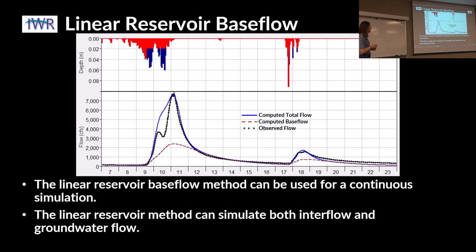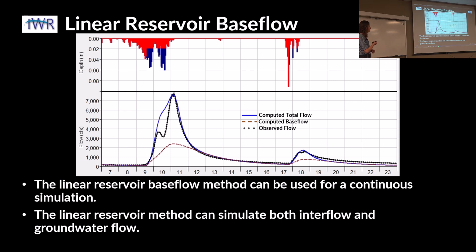All right, sum it up. A linear reservoir can be used for a continuous simulation. It can also be used for event-based simulation. It just typically collapses the number of parameters. If you're using linear reservoir for event-based, like I said before, you typically only need one groundwater layer. Not always the case, but a lot of the cases. And it can simulate both interflow and groundwater flow.